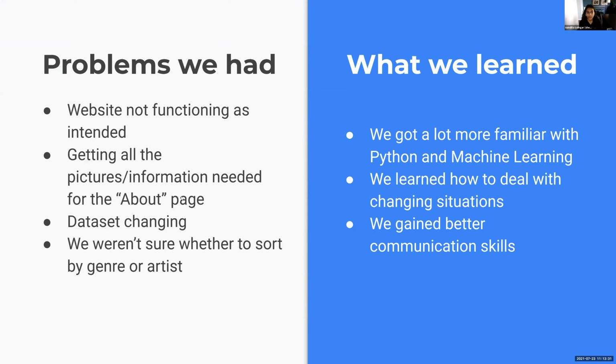So some of the other problems we had were, again, the website not functioning as intended with pictures not showing up, and again with the links. We had problems with the data set changing, and we weren't really sure whether we should sort by genre or by artist, but ultimately we chose by genre.